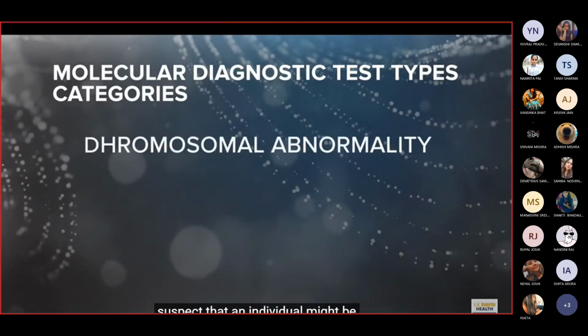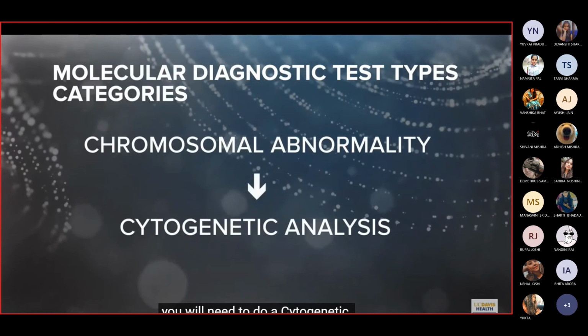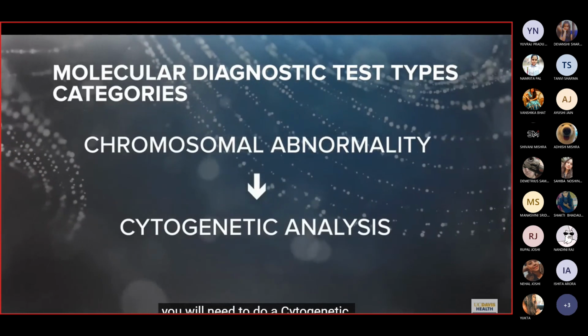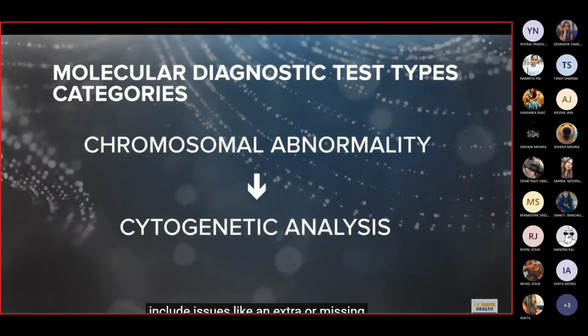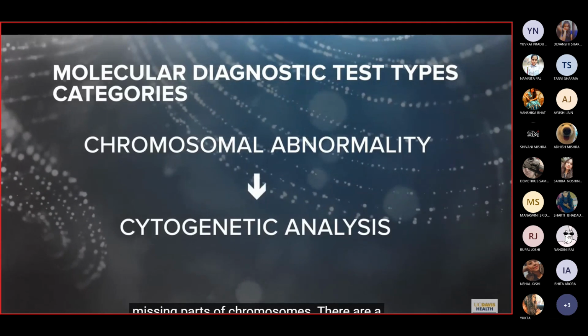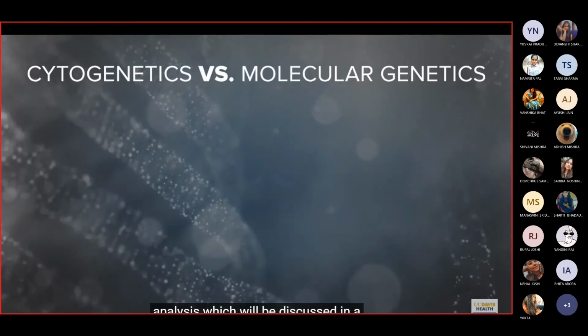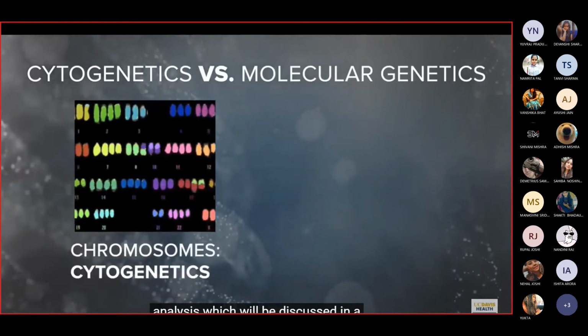If you suspect that an individual might be affected by a chromosomal abnormality, you'll need to do a cytogenetic analysis. Chromosomal abnormalities include issues like an extra or missing chromosome, as in trisomy 21, or extra or missing parts of chromosomes. There are a few different options for cytogenetic analysis, which will be discussed in a different module called cytogenetics.